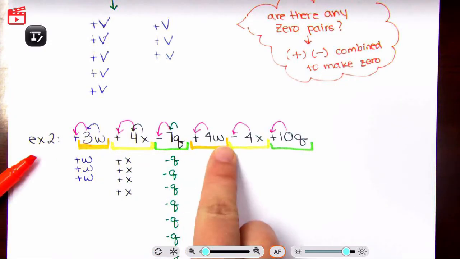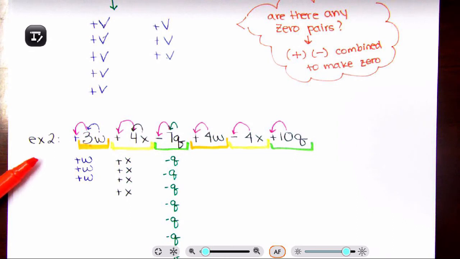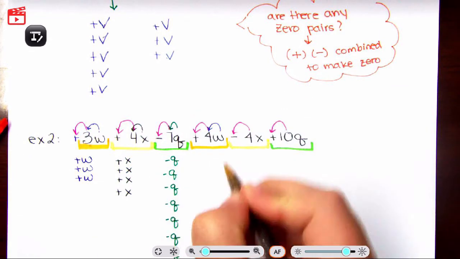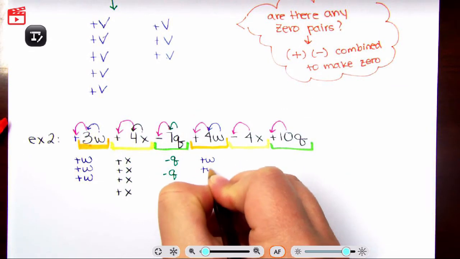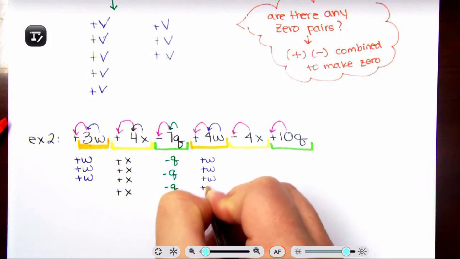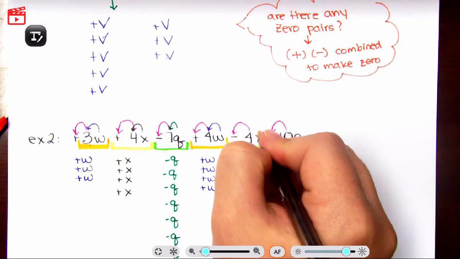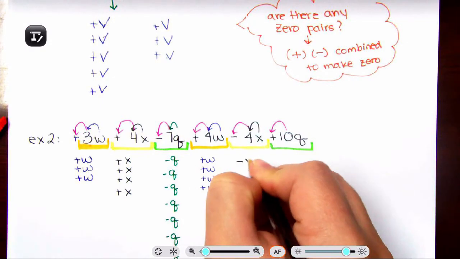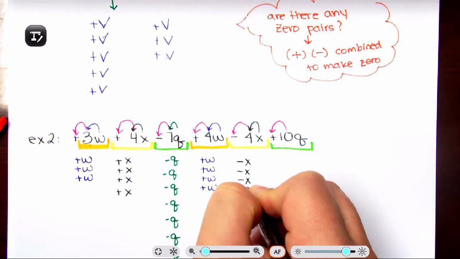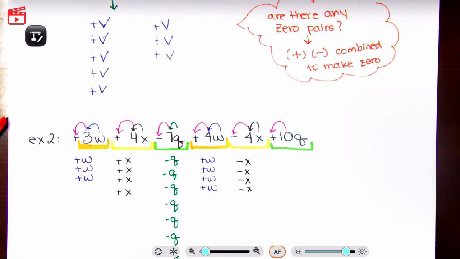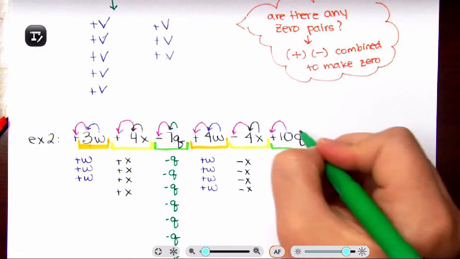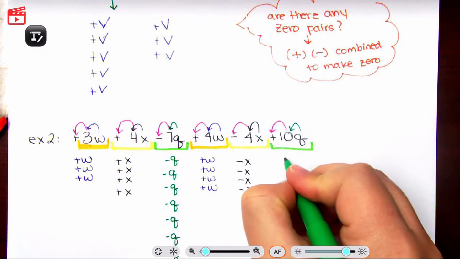I have 4 w's that are positive. I have 4 x's that are negative. And I have 10 q's that are positive.